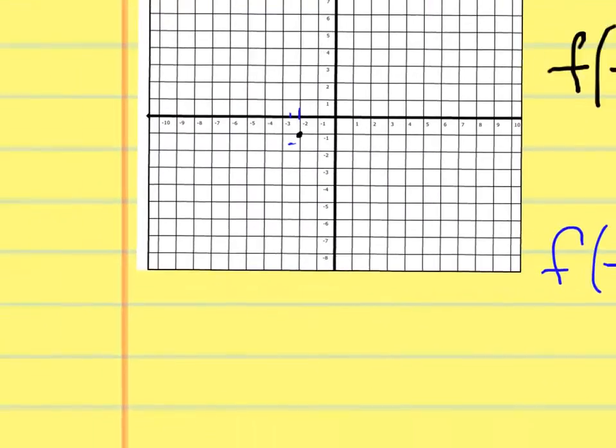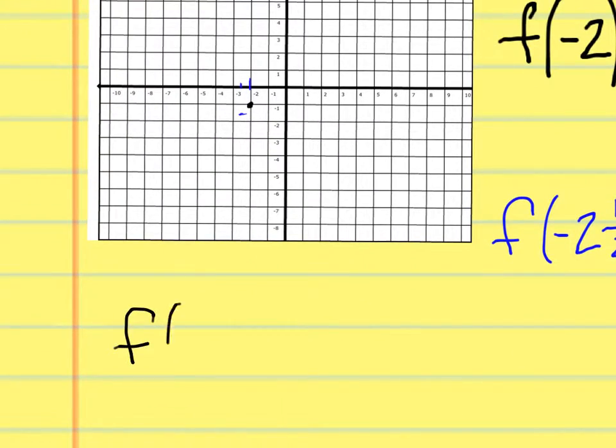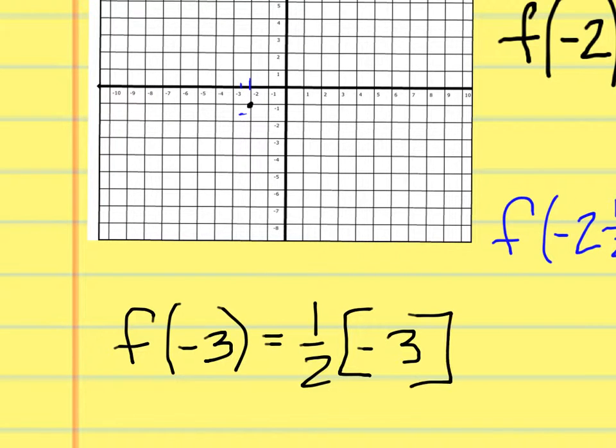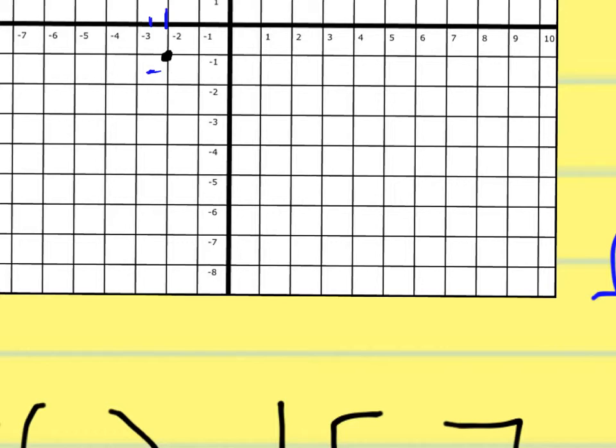All right, what happens if we put in this? F of negative 3. So it'd be 1/2 times the greatest integer of negative 3. What is the greatest integer of negative 3? Negative 3. What's negative 3 times a half? Yeah, negative 1.5. So if we went back to negative 3 and then 1.5, here's negative 3 here, and then 1.5, it puts us here again.